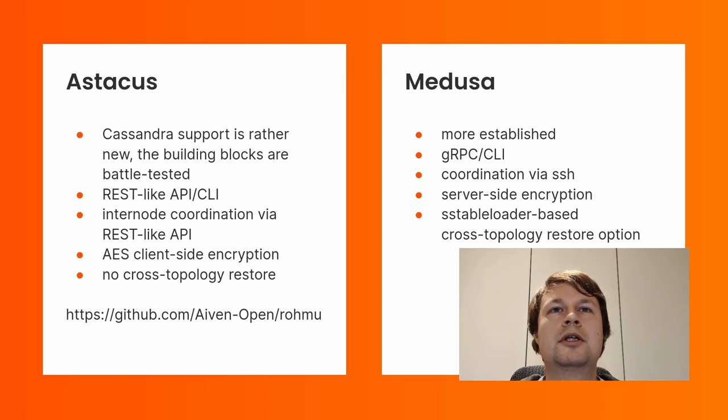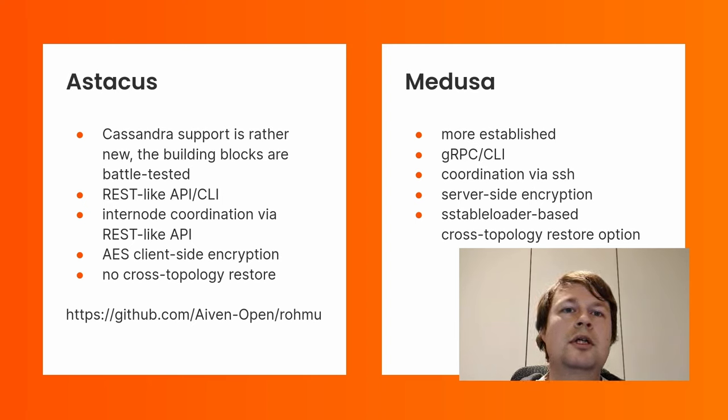Now that you've seen Astacus in action, let's do a short comparison between Astacus and Medusa. When it comes to Cassandra backup and restore, Medusa is the more established and more mature tool of the two. It's been around longer than Astacus and was built specifically for the purpose of backing up and restoring Cassandras. While Cassandra support is rather recent in Astacus, the building blocks used to create it are very well battle tested. We're relying on the same code we use when creating and restoring backups for PostgreSQL and MySQL on Aiven platform, and we've accumulated quite a bit of experience with those over the years.